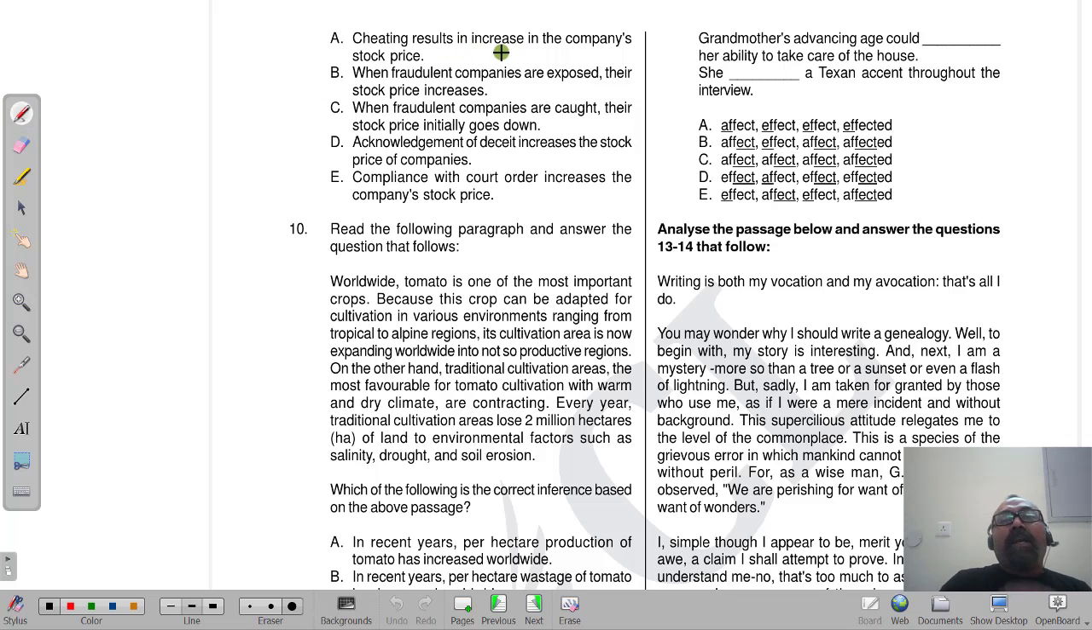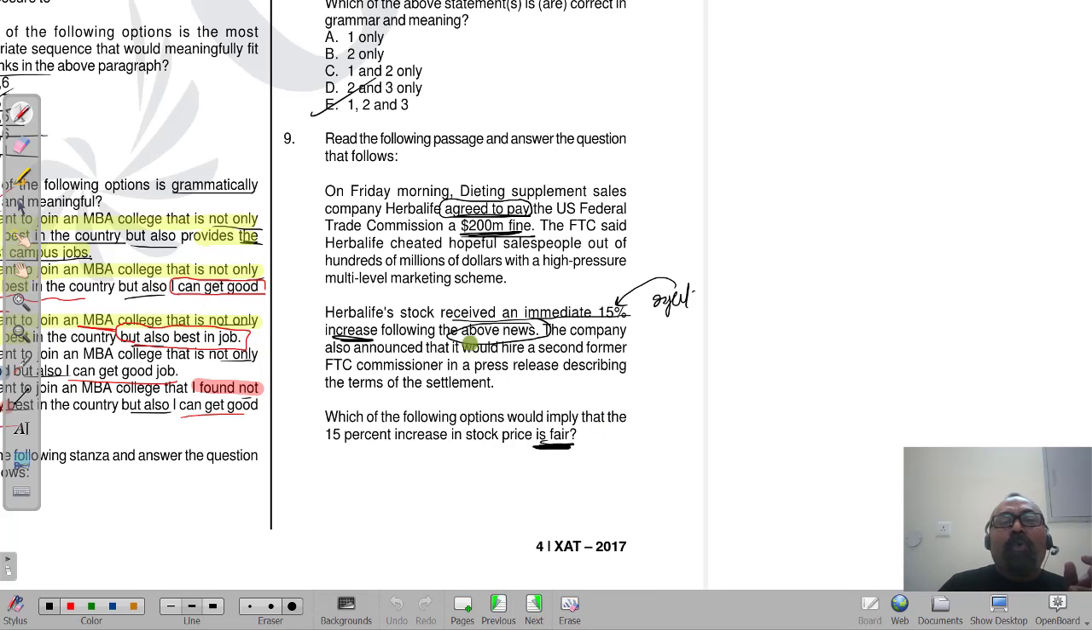Cheating results in increase in company's stock price. So first of all, this is not cheating resulting in an increase. That's not the news, right? The news is they're agreeing to pay the fine. Obviously, prior to paying the fine, there would have been some hearing. The news about cheating would have broken much before them agreeing to pay the fine, logically. Now they are saying that you have to pay the fine, which means they've been found guilty. Therefore, the story about the cheating coming to light would have happened much before this news.